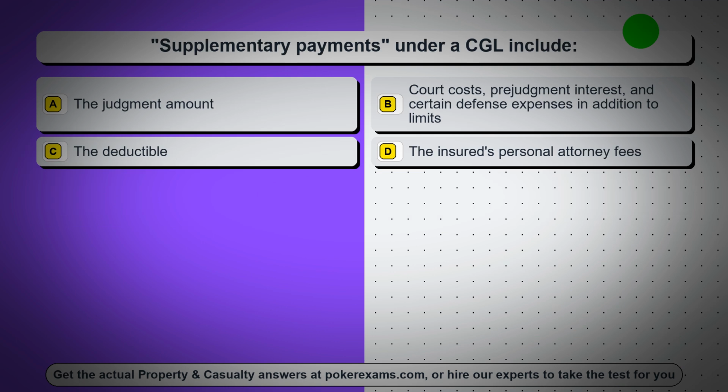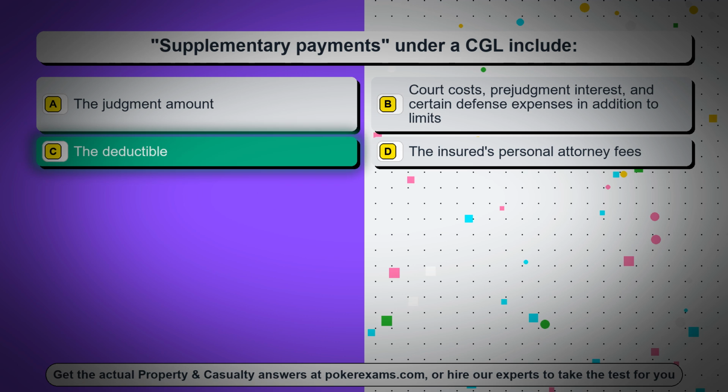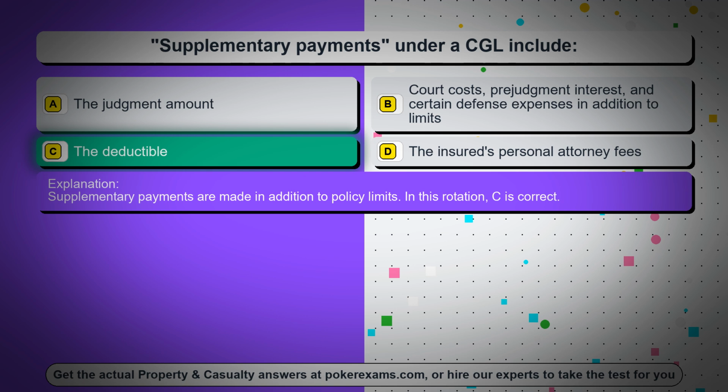Question 26. Supplementary payments under a CGL include, option A, the judgment amount. Option B, court costs, prejudgment interest, and certain defense expenses in addition to limits. Option C, the deductible. Option D, the insured's personal attorney fees. The correct answer is option C, the deductible. Supplementary payments are made in addition to policy limits. In this rotation, C is correct.